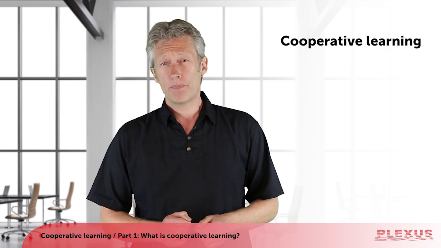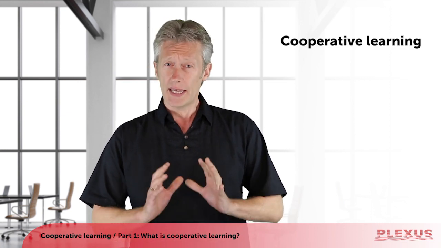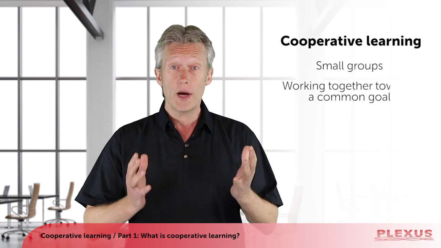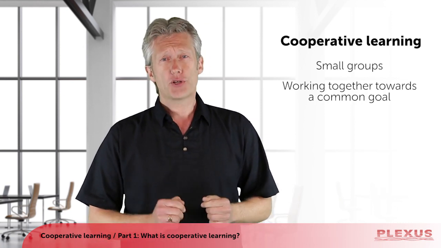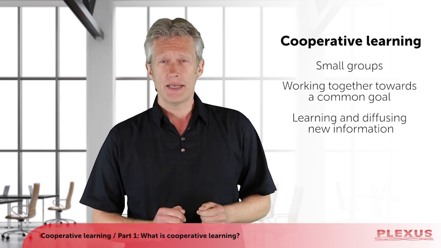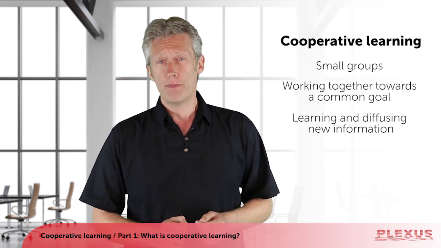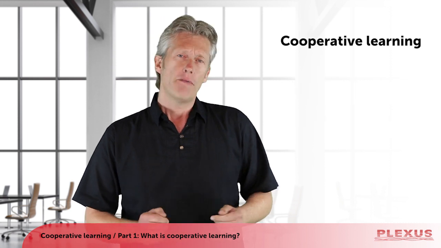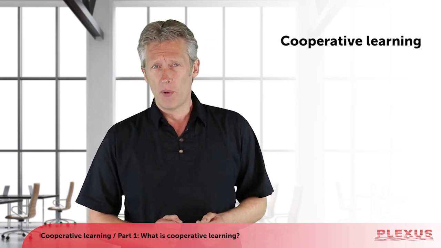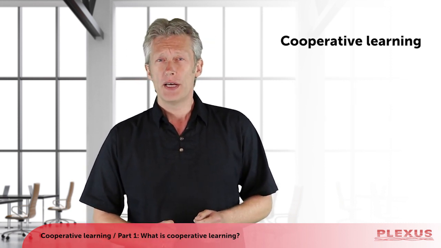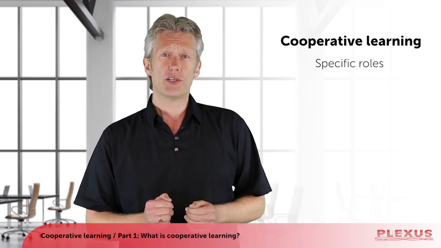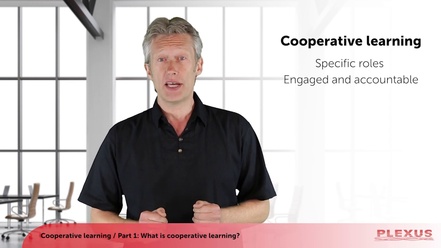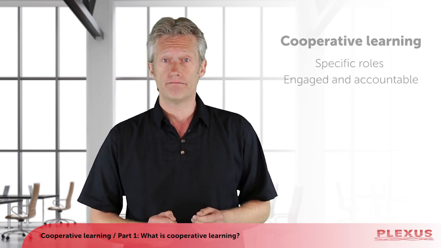Cooperative learning is the practice of placing students into small groups and having them work together towards a common goal. Each group member learns new information and transmits this to the other group members. For cooperative learning to be effective, however, each member of the group should be designated a specific role. This helps make sure everyone is actively engaged and accountable to each other.